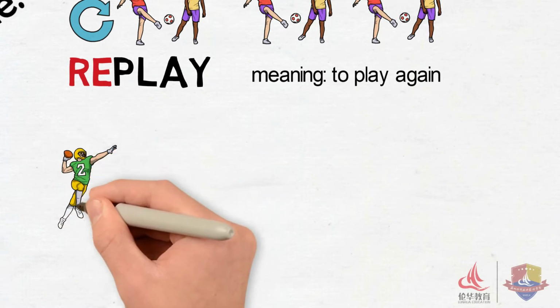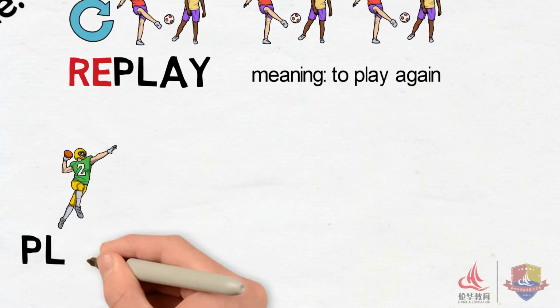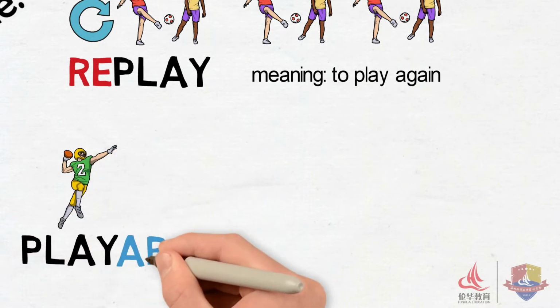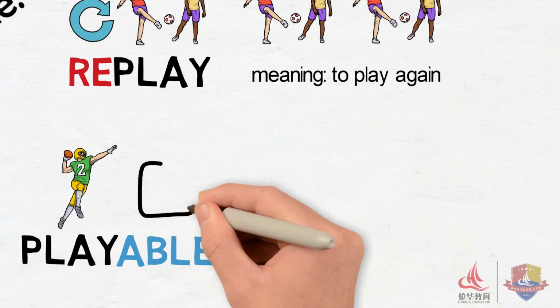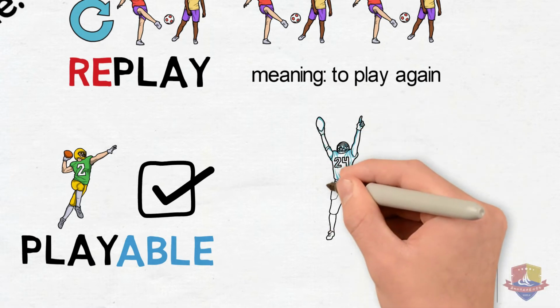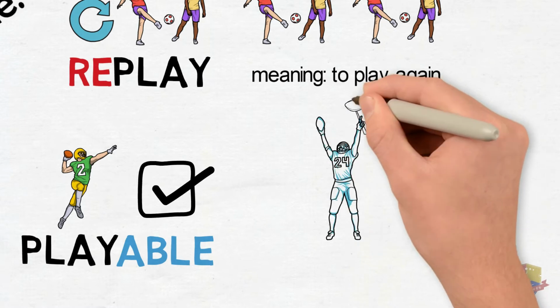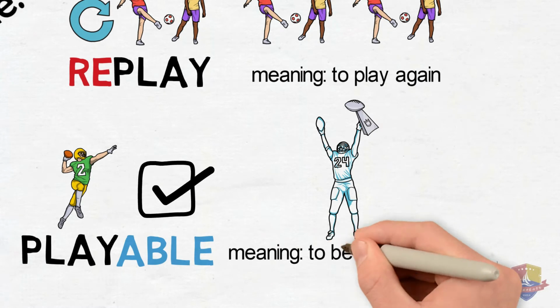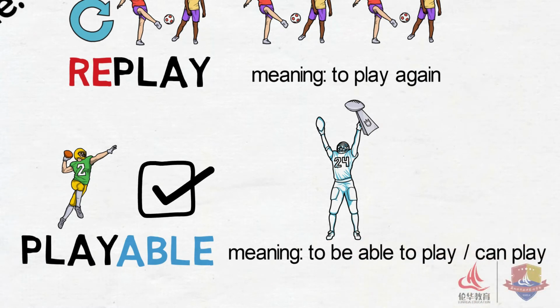Now, to test it with a suffix, let's reuse our root word play again. Let's add on the suffix able, which means to be able to or can. And this will give us the word playable. Playable means to be able to play or can play.